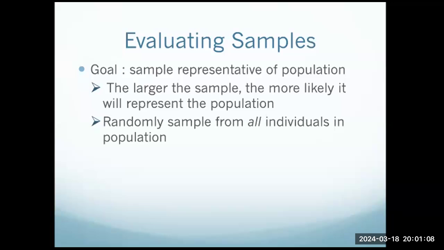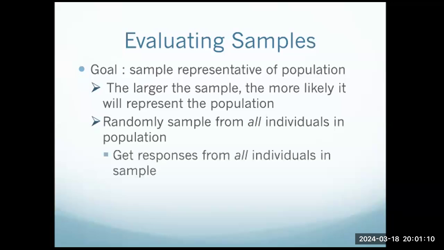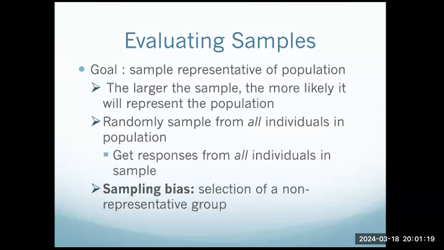Ideally, you want to randomly sample from all the individuals in the population. The larger the sample, the better in terms of your external validity. And you want to make sure that these people who you are getting actually complete the full survey. That's the other part. Remember that there could be sampling bias, right? So sampling bias happens when you get survey responses from a non-representative group, and that could be problematic depending on what the nature of your research is.